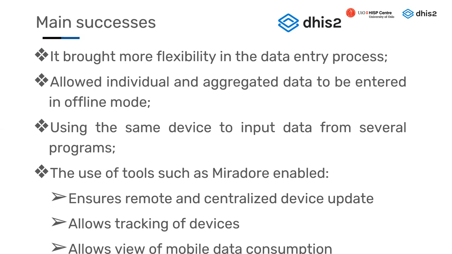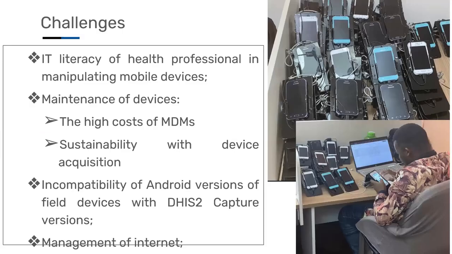In terms of saving resources, having these devices in each health facility helped the health facility staff to enter data from several programs. We also used Mirador as a way of ensuring remote and centralized device updates, allowing tracking of devices and also monitoring mobile data consumption, because one of our biggest challenges is data consumption. With this control, it was easier to see how much data a health facility could consume, and then we use that for planning other implementations.